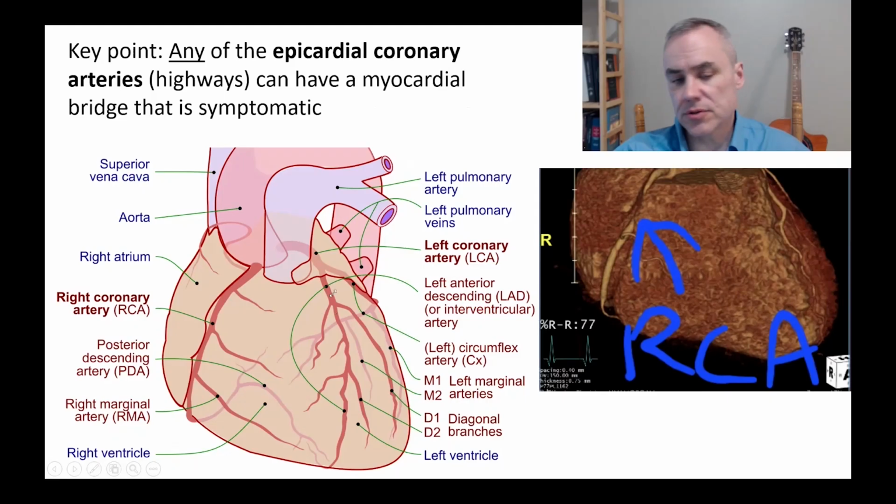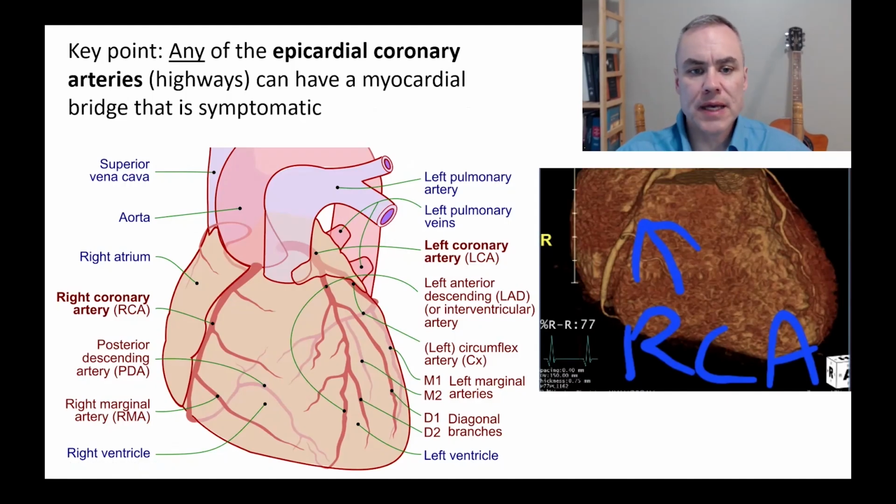Now, those are additional, and I had that unroofed too. My D1 artery also had to be unroofed as well. And many people do. I've seen lots of people with diagonals who have bridges on them.